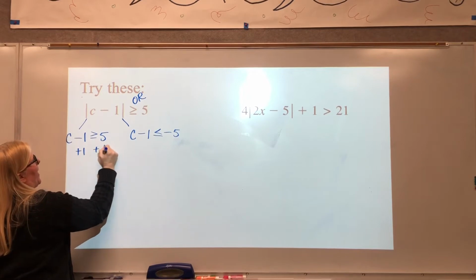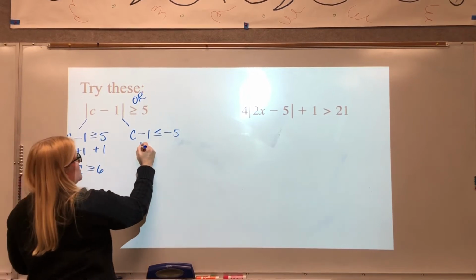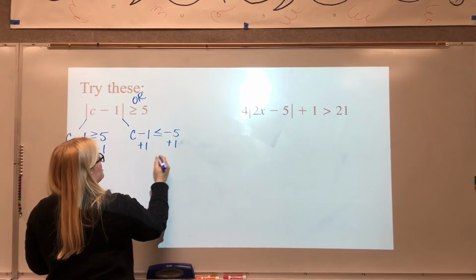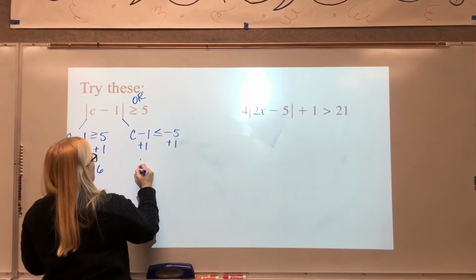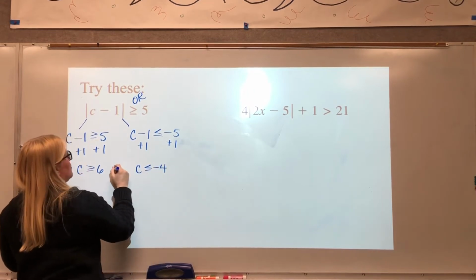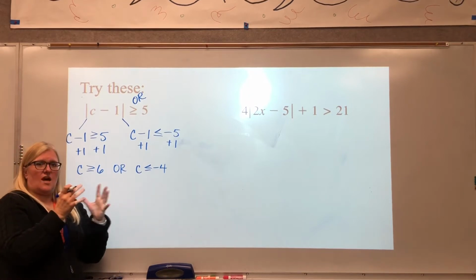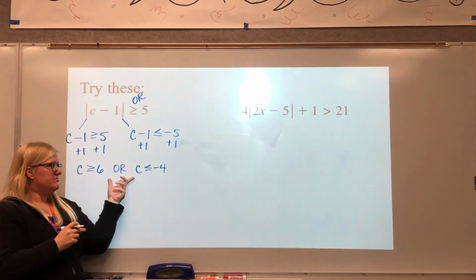So I add 1 to both sides. c is greater than or equal to 6. Add 1 to both sides, and I have c is less than or equal to negative 4. And you need to put the word or in there, or it's not a compound inequality.